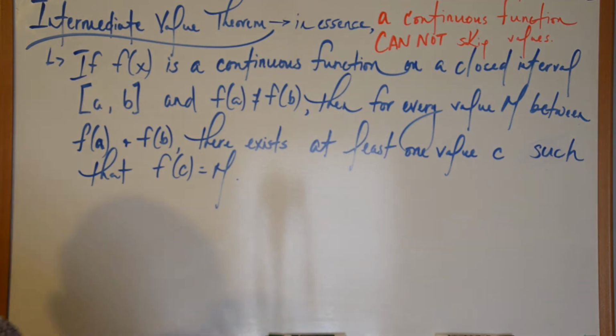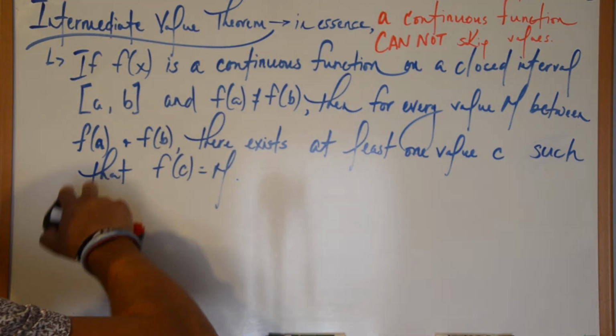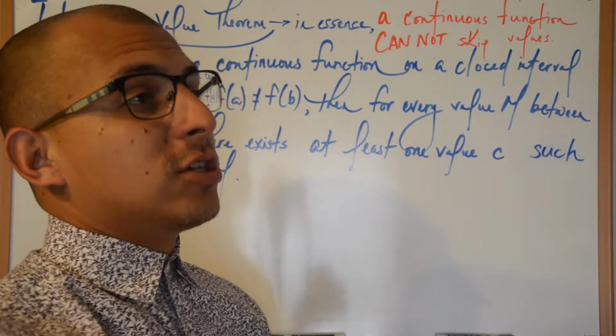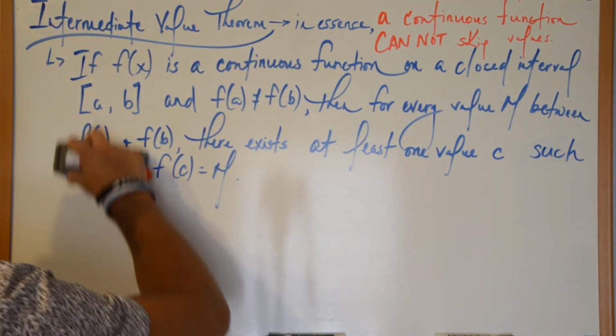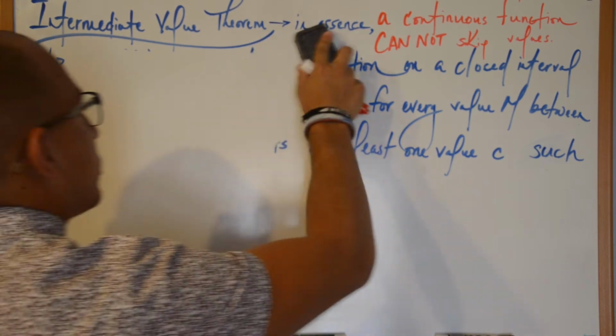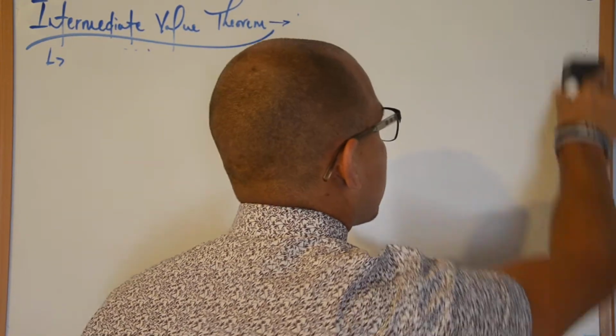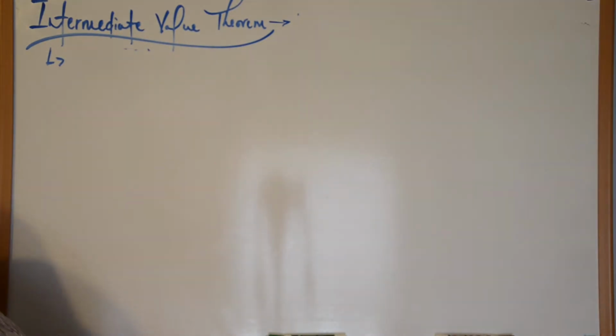And the intermediate value theorem just helps us prove that a function is continuous, in addition to one other thing that we'll get to after this quick commercial break.